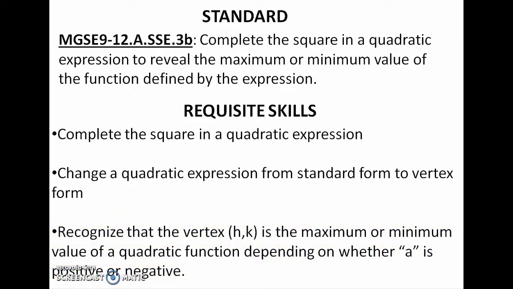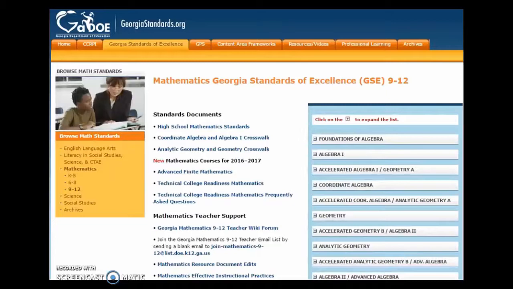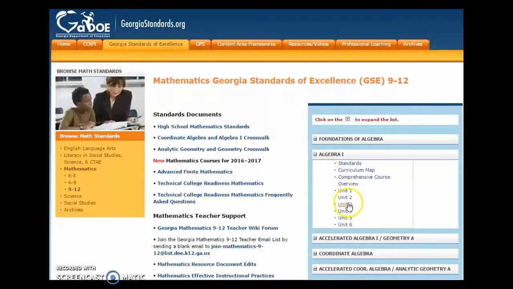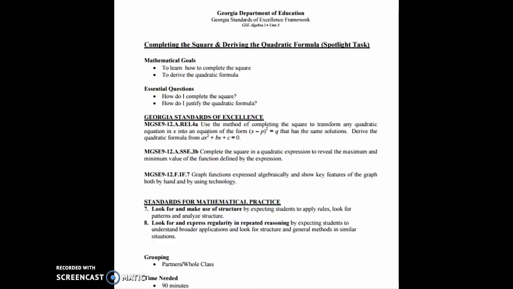Let's start breaking apart this standard by heading over to GeorgiaStandards.Org and looking at some great resources to help our students. Alright, now we're at GeorgiaStandards.Org looking for these resources. The first skill that our students are going to have to master is completing the square in a quadratic expression. So I went to Algebra 1, Unit 3, and on page 73 is the completing the square and deriving the quadratic formula spotlight task.